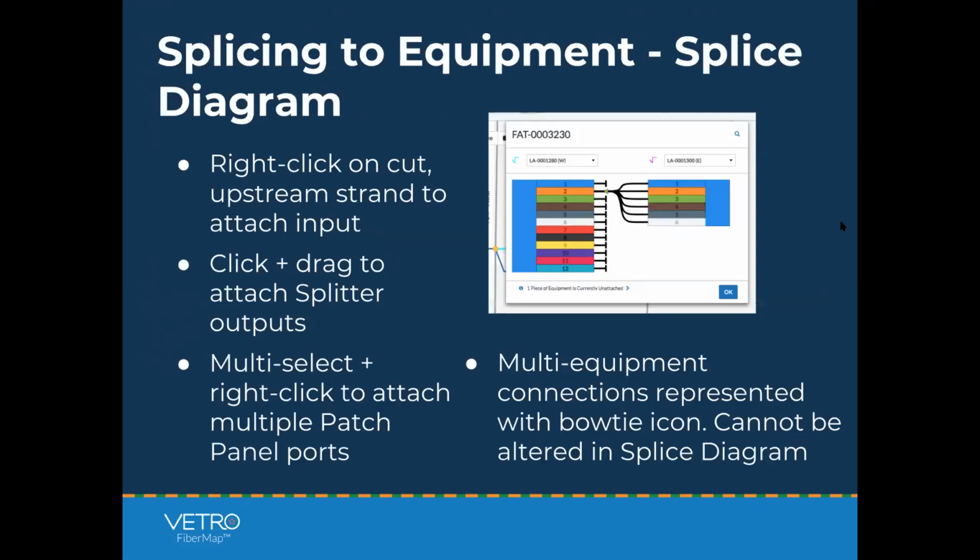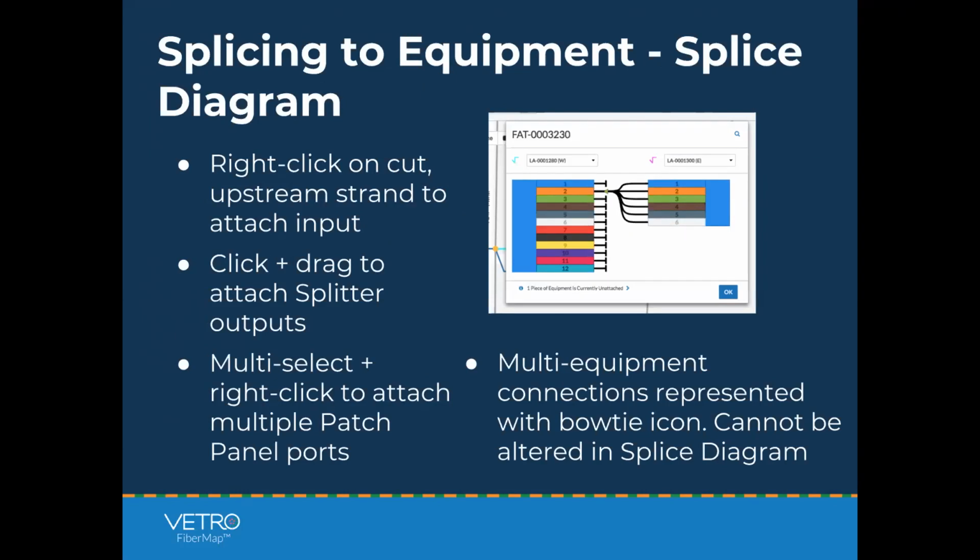Once you have those equipment attachments established, there are a couple of different ways to manage the splicing to your equipment. First is through the splice diagram. In the splice diagram, if you're familiar from the other sessions where we've gone over how to click and drag to splice, shift and click to select multiple, and select entire buffers at a time, a lot of those same methods with the mouse will apply.